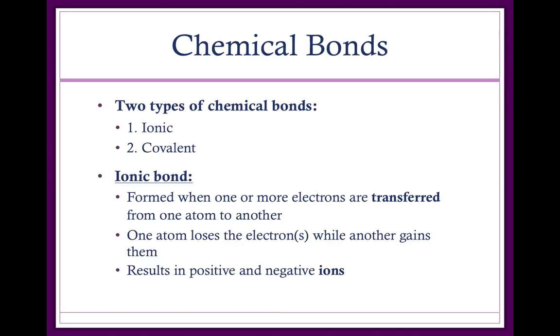The types of bonds we're going to talk about are ionic and covalent. Ionic bonds are formed when electrons are fully transferred from one atom to another. If an electron is fully transferred, you're going to create ions, which are either positively charged if the atom gets rid of that electron, or negatively charged if it's accepting that electron. Again, one loses it while the other one gains. One's going to be positive, one's going to be negative.